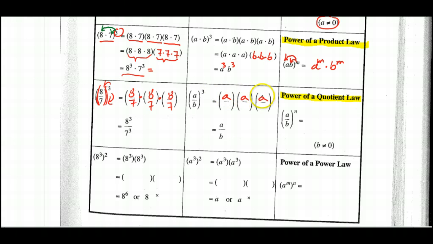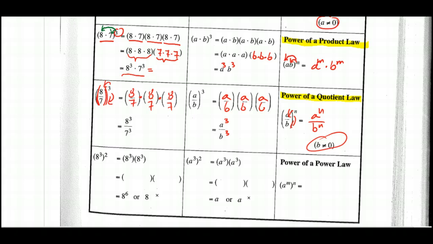A, B, B, B. So it's A over B times A over B times A over B. A cubed over B cubed. So the rule is A to the N over B to the N. That N hits both the numerator and the denominator. Again, you got a restriction here. B cannot equal 0, for the same reason as the quotient rule above.